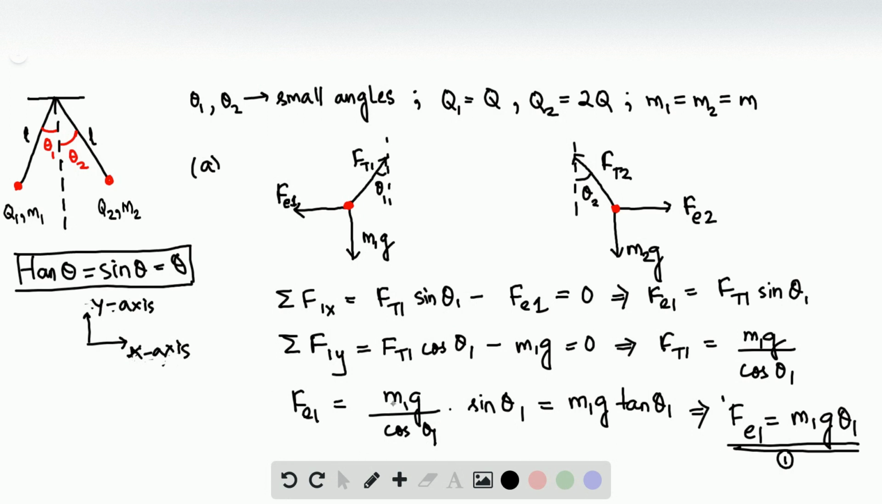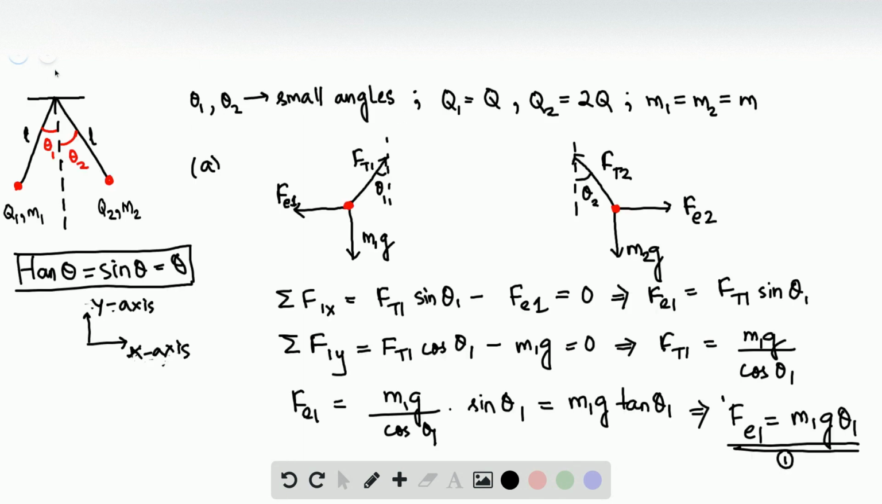Now let's do the same thing for the second mass m2. So for the second mass, the net force along the x direction is equal to the force of repulsion on the second mass due to the first mass, minus the component of the tension force along the x direction, which is Ft2 sin θ2, and they are in opposite directions, as you can see from here.